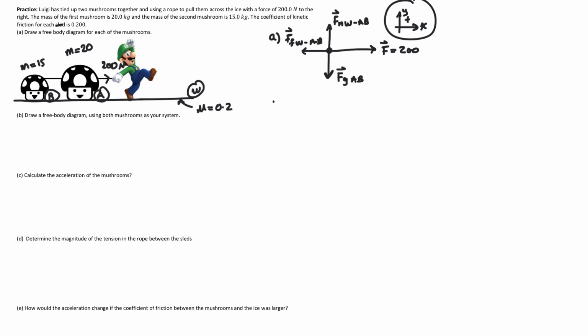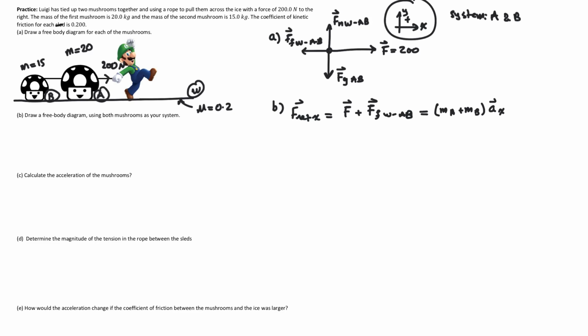Next, we have to calculate the acceleration of the mushrooms. So let's do that. I'm going to write the net force equation in the x direction. That equals the sum of forces. This is AB. And that's going to equal to the mass. I should say what my system here is on my question. So my system is A and B. So it's going to equal mass of A plus mass of B multiplied by the acceleration in the x direction.